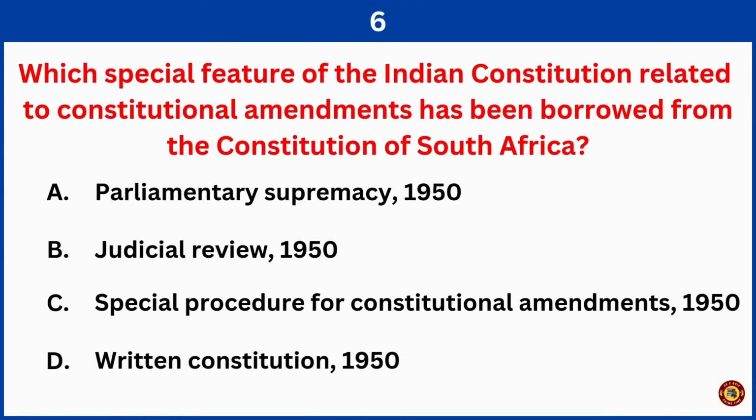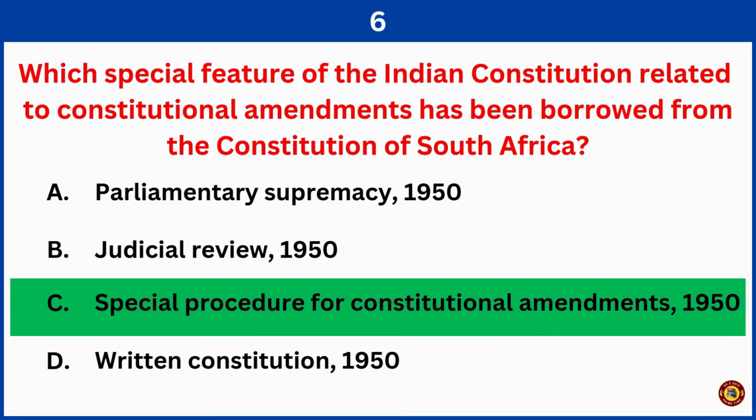Which special feature of the Indian Constitution related to constitutional amendments has been borrowed from the Constitution of South Africa? Right answer is option C, Special Procedure for Constitutional Amendments.